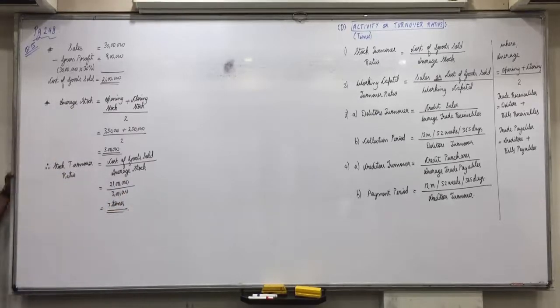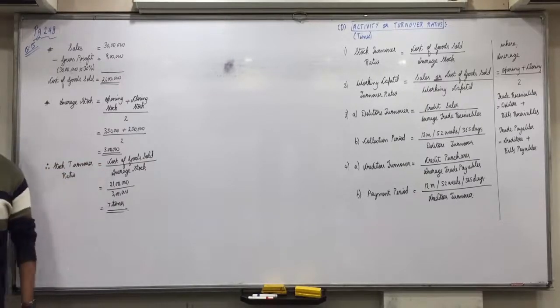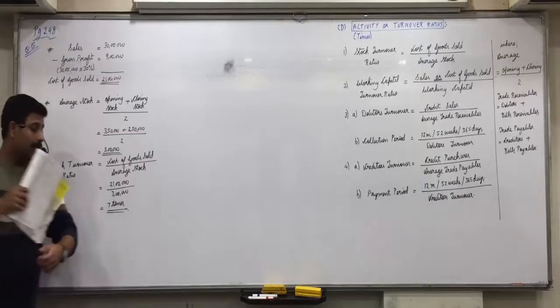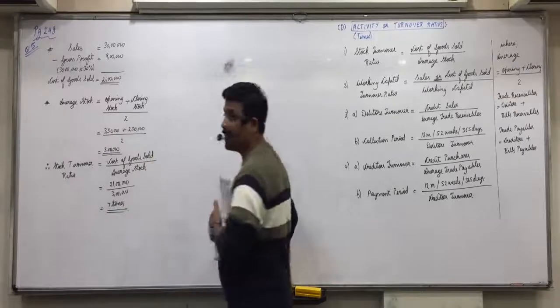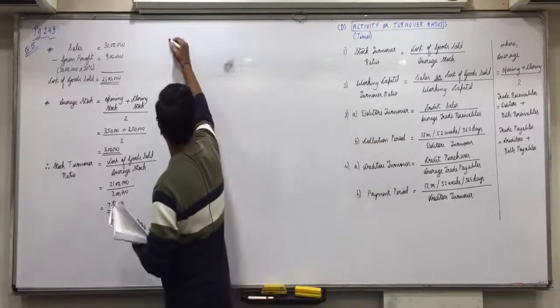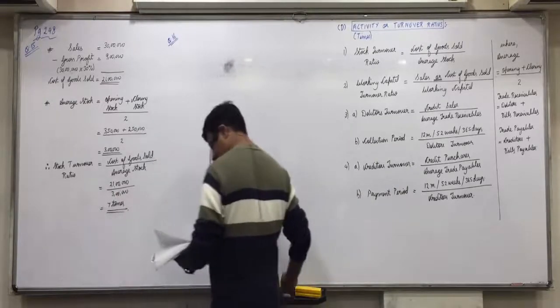Did everyone understand? It means whatever stock is remaining in the business, on an average 3 lakhs of stock is remaining in the business, and we are selling it 7 times in the year. Is everyone clear with this? Question 16 is also on stock turnover. Look at it. Raise your hand who is still solving question 15. Everyone has completed? So look at question 16.